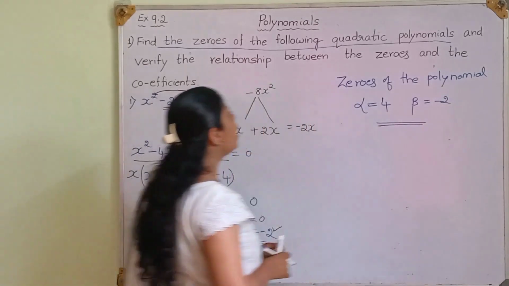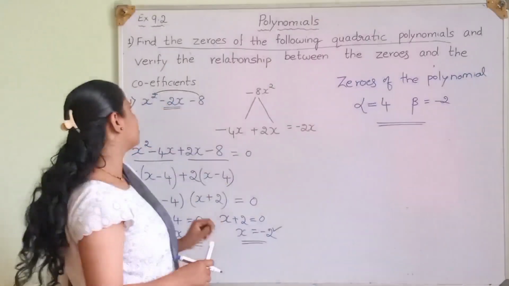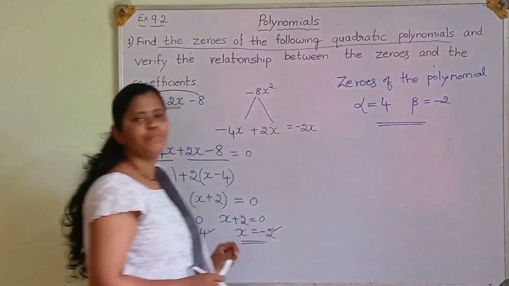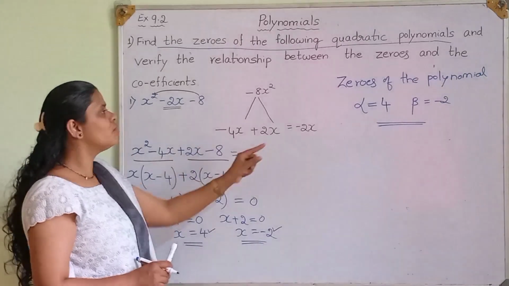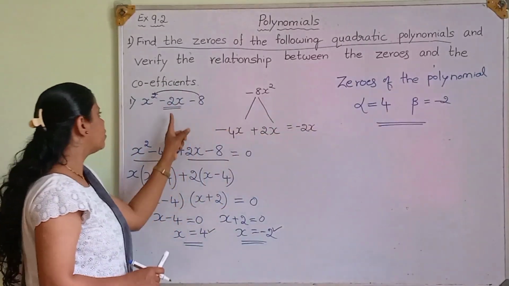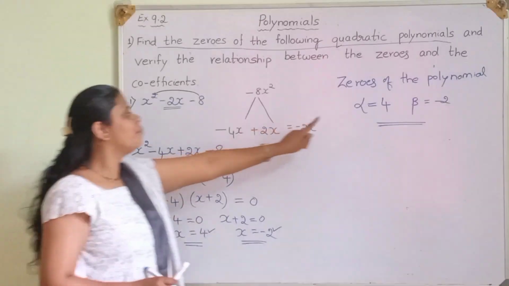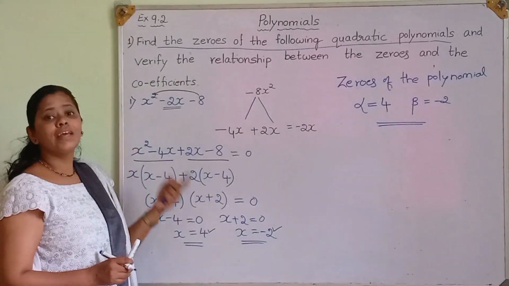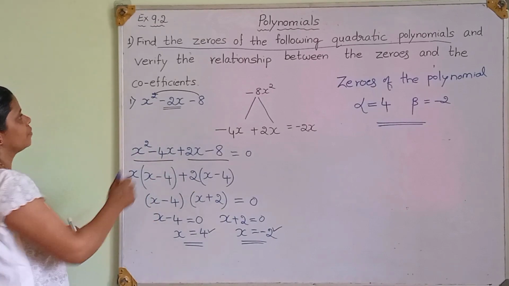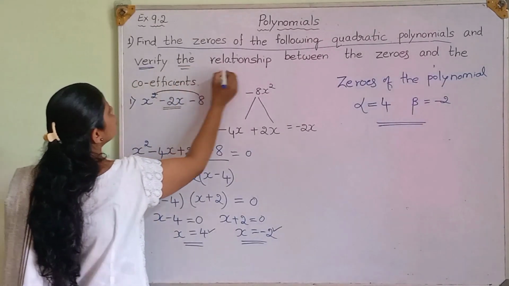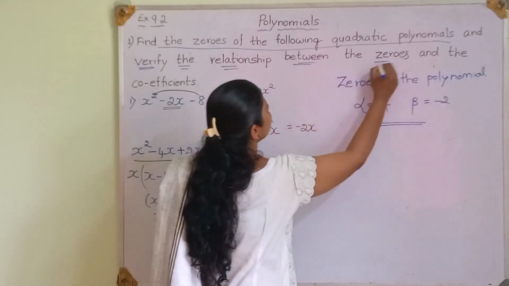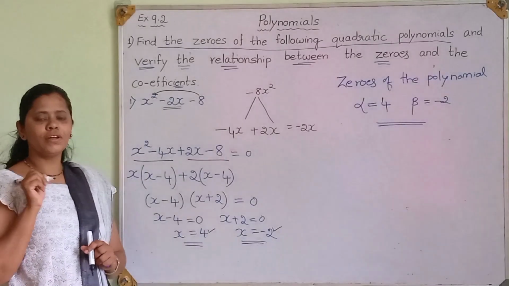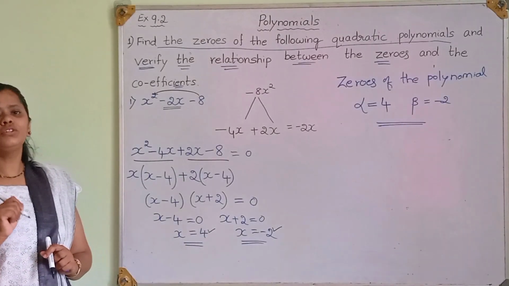We have solved the first part of the question, that is, find the zeros of the following quadratic polynomial. We have found the zeros of the polynomial of the quadratic equation and completed the first part of the question. Now, the second part of the question is verify the relationship between the zeros and the coefficient. And we have to solve this.